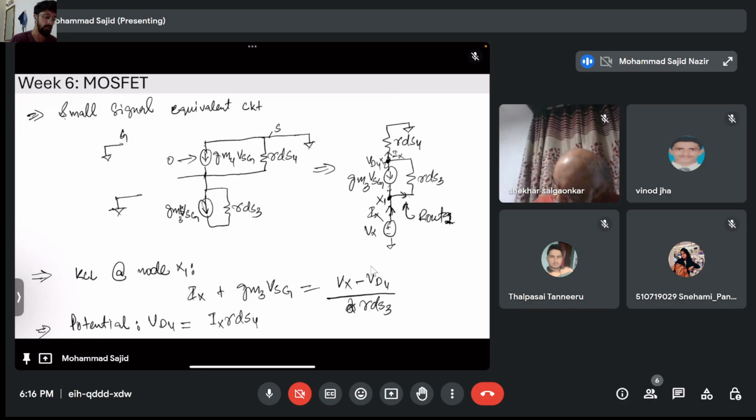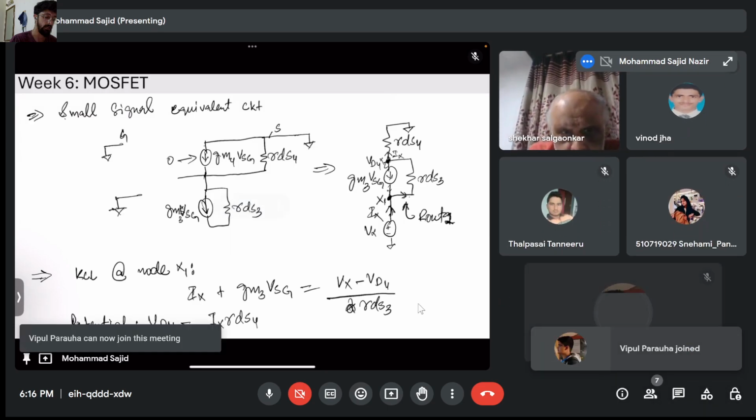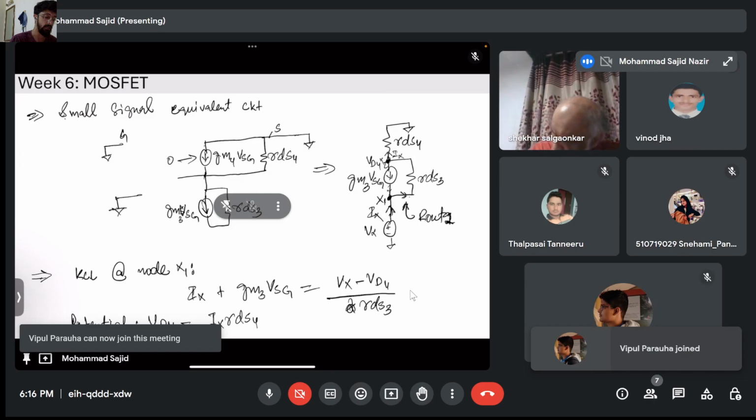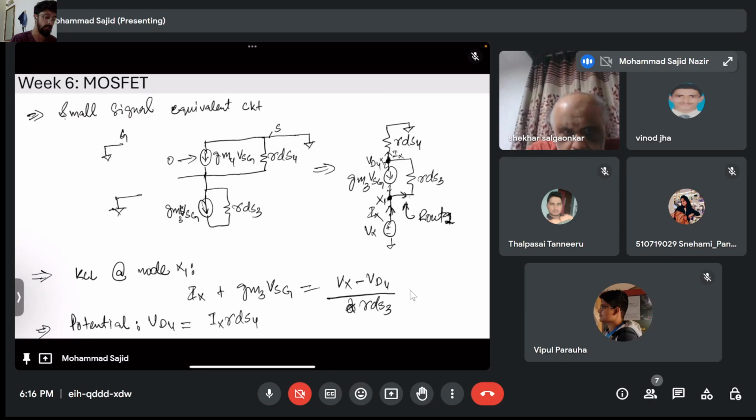So till now we have used a KCL at node x1, that is Ix plus GM3 VSG is equivalent to Vx minus Vd4 by RDS3. This is a simple KCL. The Ix current is coming into this node x1, and it has to leave this node as well, because there should be no violation of conservation of. Can you tell me which conservation law applies here?